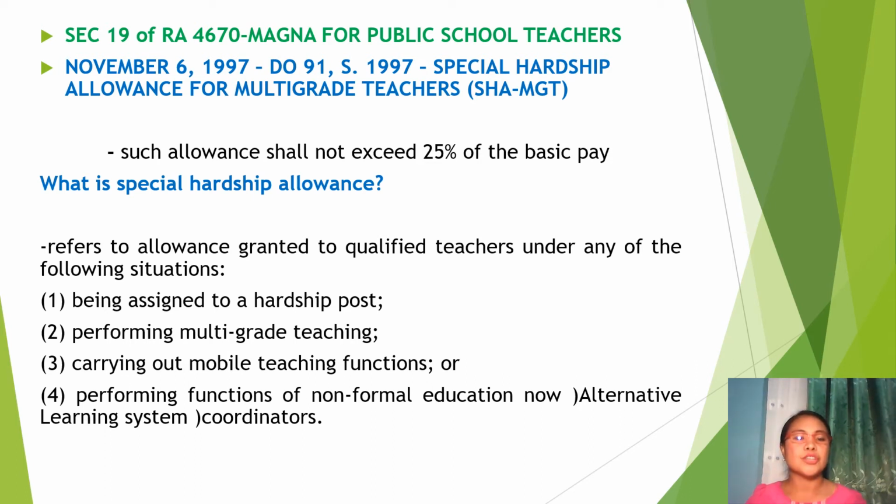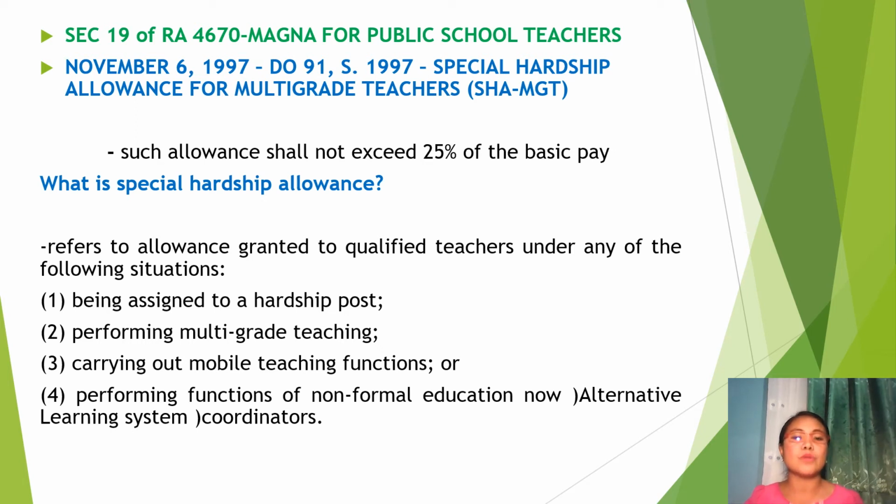Okay? A special hardship allowance, and that shall not exceed 25% of the basic pay. And what is a special hardship allowance? It refers to allowance granted to qualified teachers under any of the following situations. First, being assigned to a hardship post. Second, performing multi-grade teaching. And third, carrying out mobile teaching functions or performing functions of non-formal education, which is now called the alternative learning system.